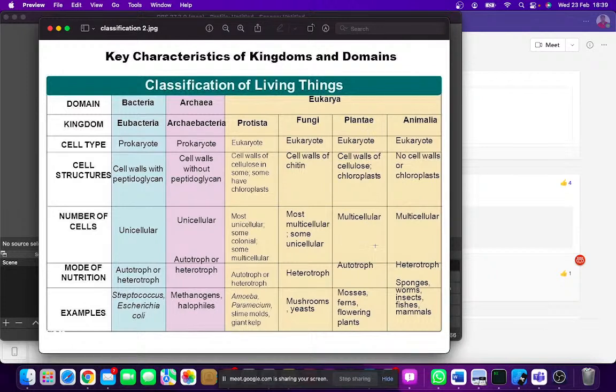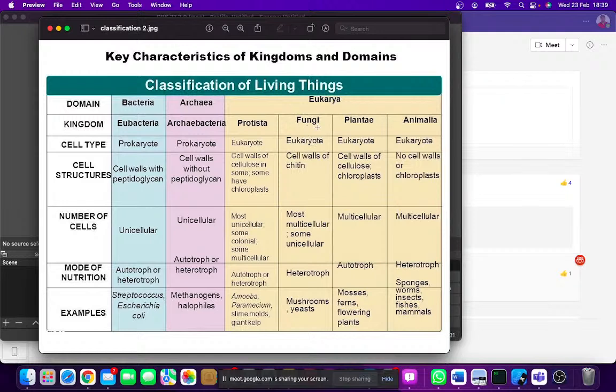So plants are multicellular, as we all know. Animals are also multicellular. Multicellular simply means having more than one cell. Very good examples of plants include mosses, ferns, and flowering plants, whereas examples of animals include worms, insects, fishes, and mammals. So these are the two majors, plants and animals. But we have other divisions.